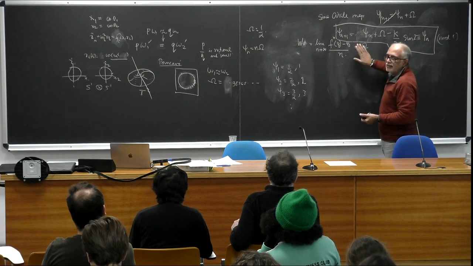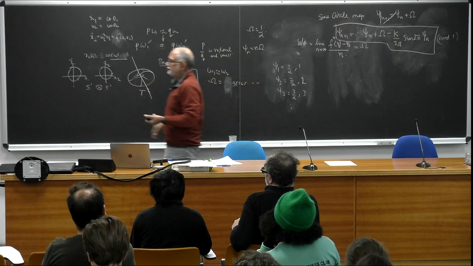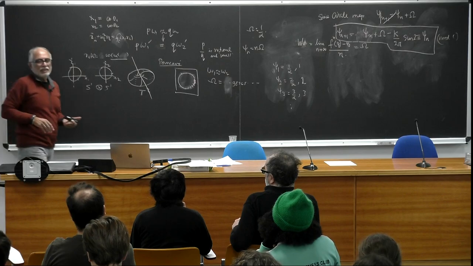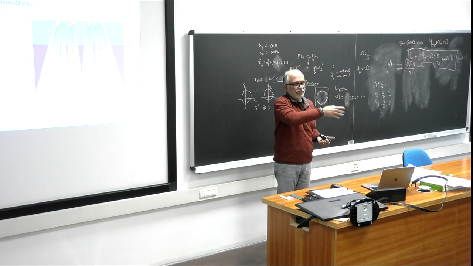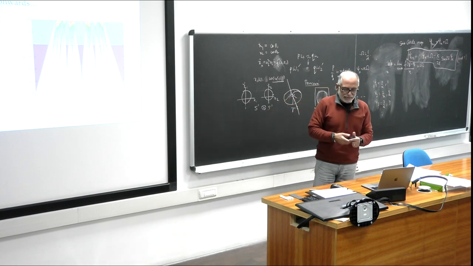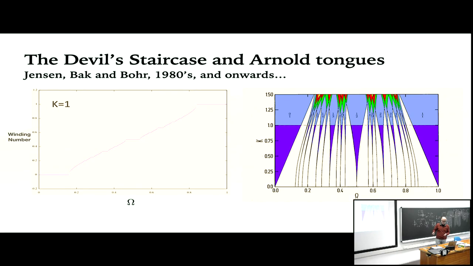For this particular case of k equals 0, that is on this line. Next, I increase the value of capital omega in my map. Then I calculate the winding number. Now, if I keep calculating the winding number, it turns out that around every rational number, 0 by 1, 1 by 1, 1 by 2, 1 by 3, you see all the rational numbers over there.